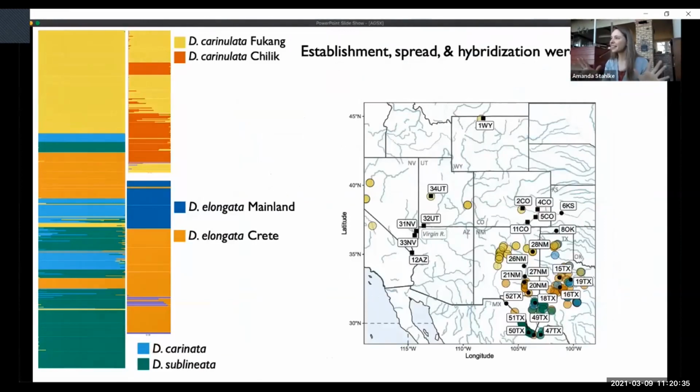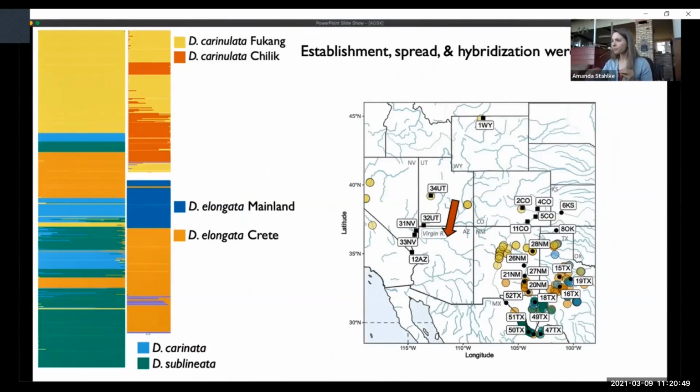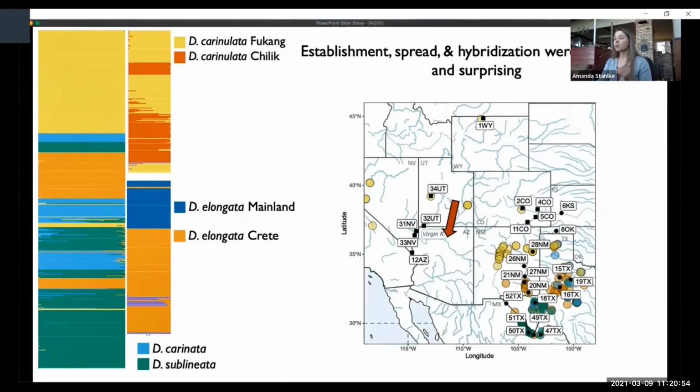Okay, so this is the scene in 2014. And I would say that in general, establishment, spread, and hybridization were relatively predictable. We expected hybrids where all three were in close contact, and populations largely expanded along these river corridors as expected. But there were some surprises, including that Cernulata further south in the suspected hybrid zone, and a lack of establishment for Elongata. But what is most clear is that gene flow was widespread in this area in 2014.